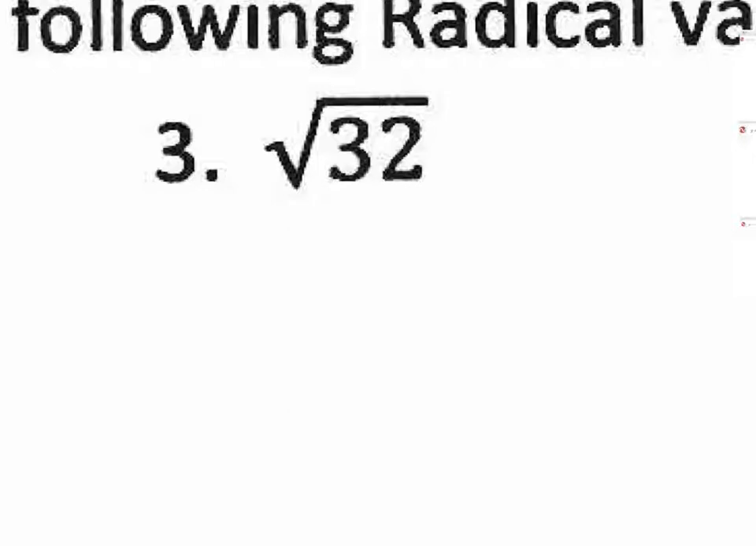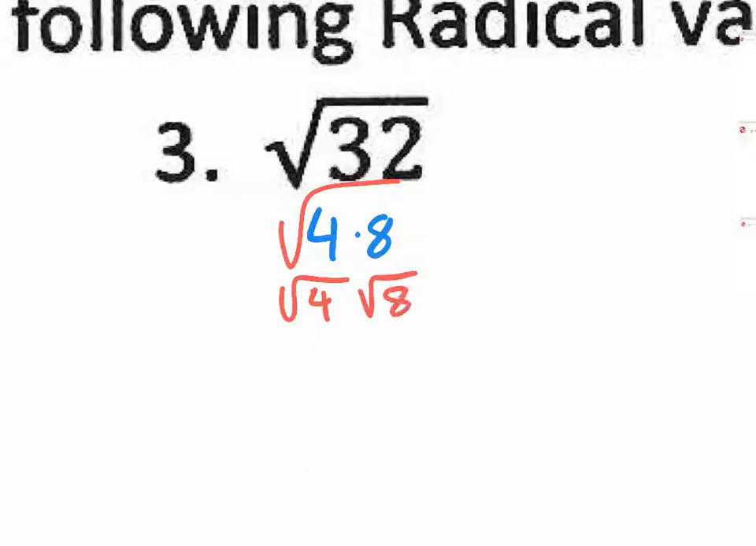8 times 4. Now let's put the perfect square number first, right? Okay, so you could go, I'm going to rewrite this to 4 times 8, right? And then that would still be in there. We're going to split the root, square root of 4, square root of 8. The square root of 4 is 2. The square root of 8, could you break that down further? Yeah, 4 times 2, right?